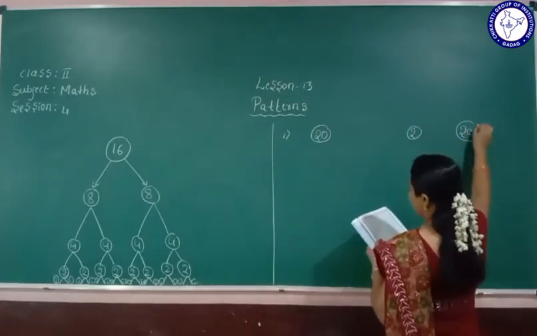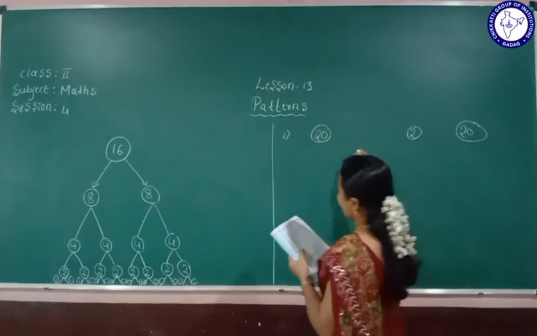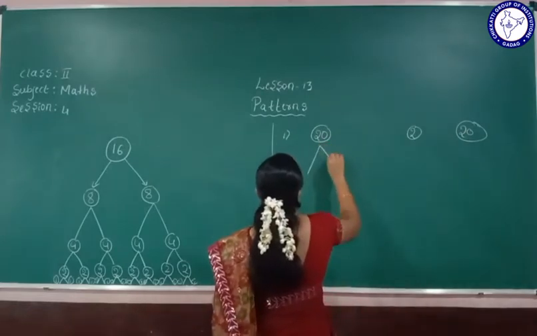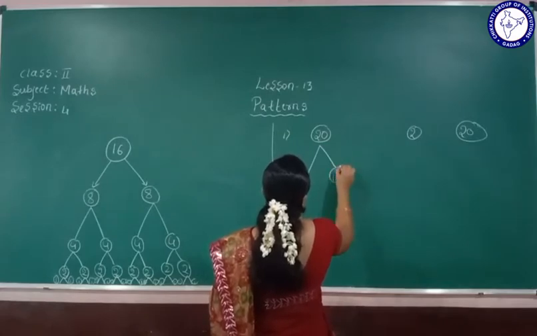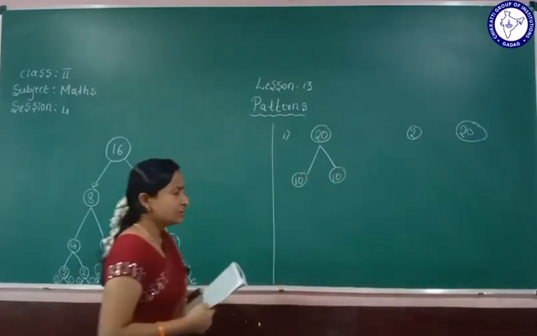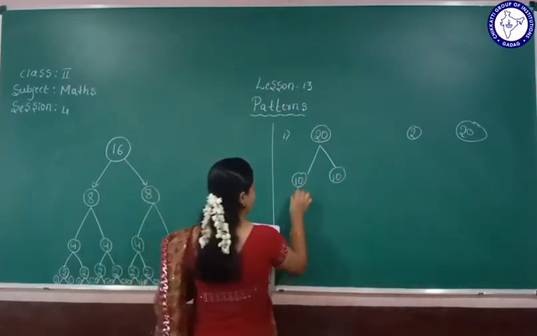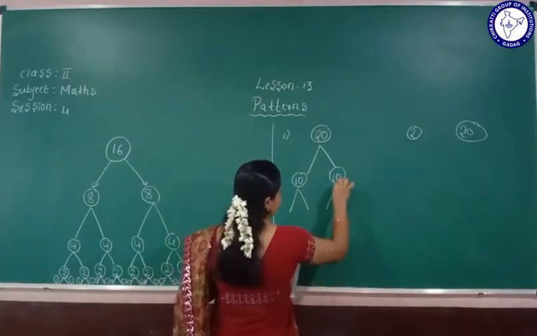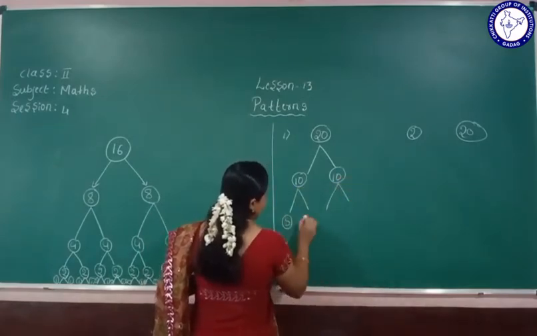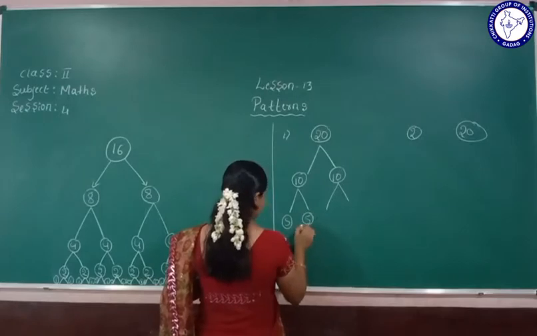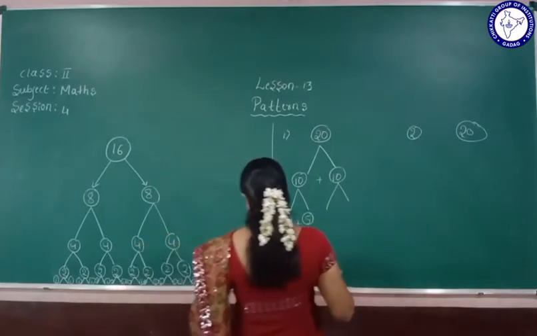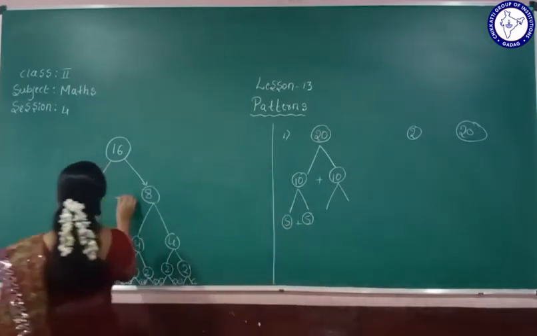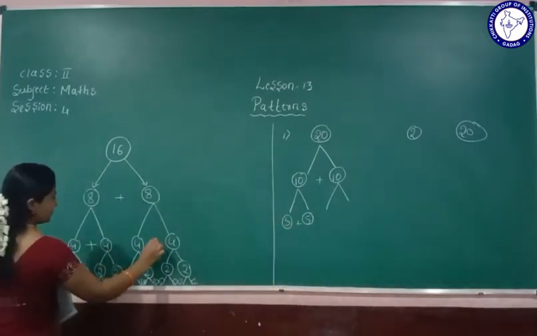20. Okay. So how will we be splitting? First one, here see, 20 we split in 2 ways: 10 plus 10. Yes, number pattern. So 10 we will split into 5 plus 5. Yes, so we add these. So here also we will be adding.